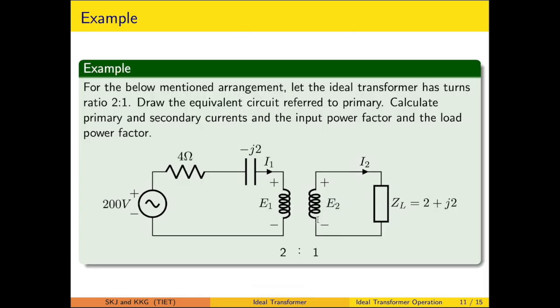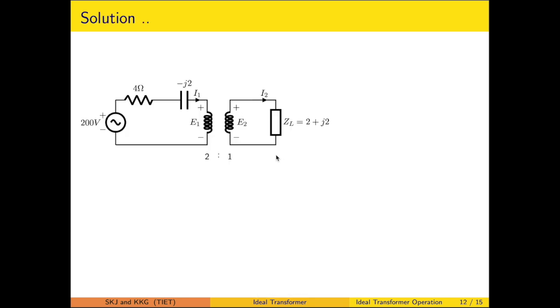Now as an example, let the ideal transformer have the turns ratio of 2/1. The parameters are given. We have to draw the equivalent referred to the primary side. We also need to calculate the primary and secondary currents, the input power factor and the load power factor. What is done here? This is the original circuit which is given to us. The turns ratio is 2/1, and the load impedance is marked on the secondary.